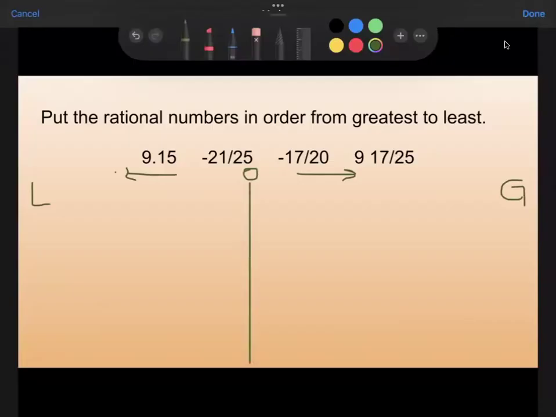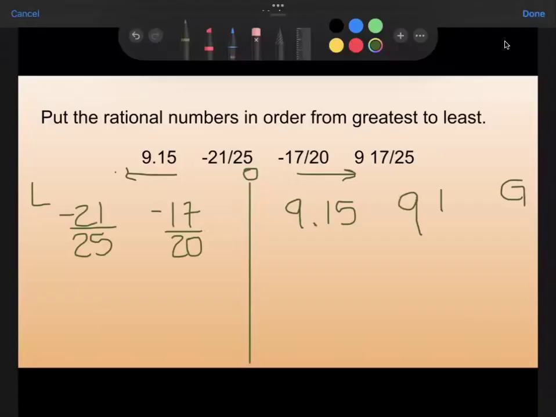So positive would be 9.15. Negative would be -21 over 25. And then -17 over 20. And then on the other side, we have 9 and 17 over 25.